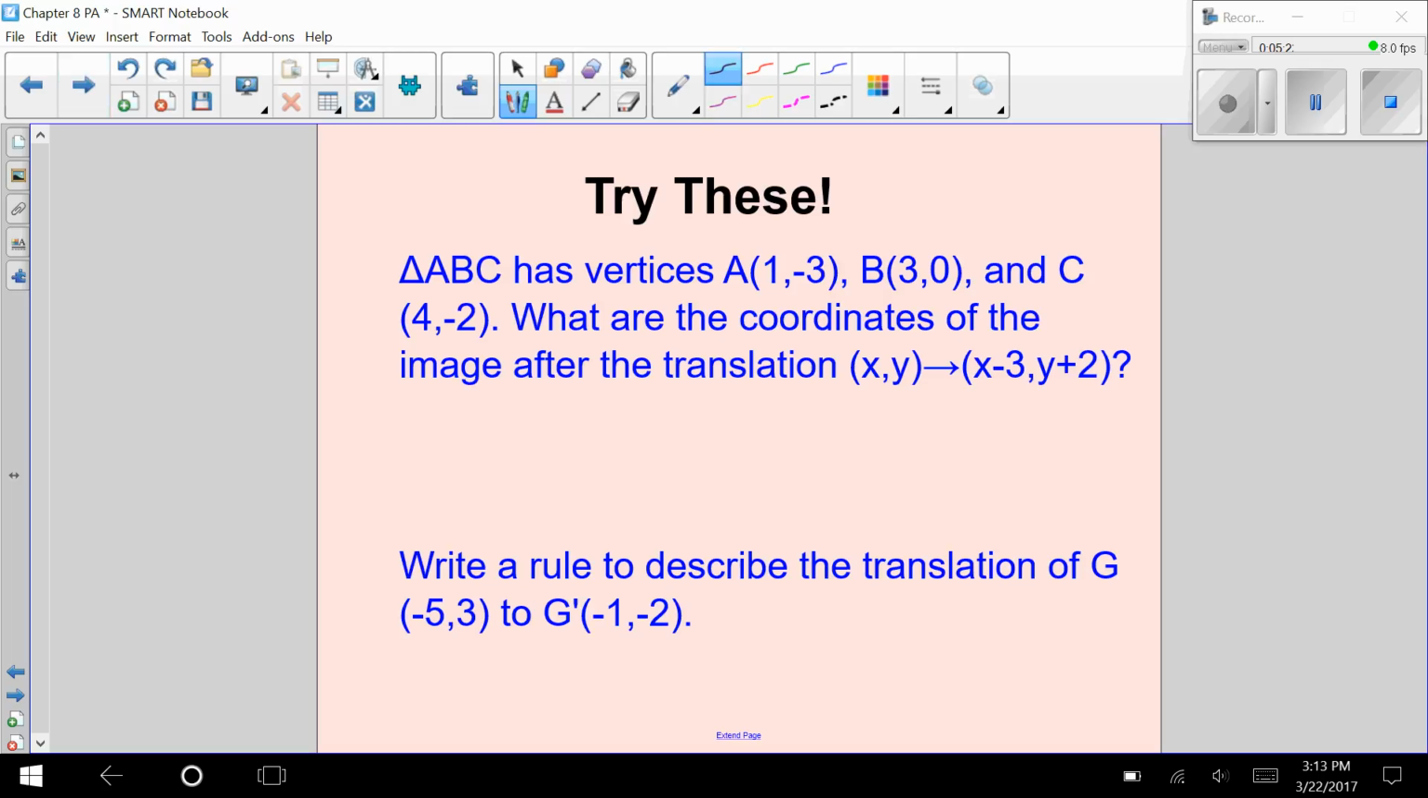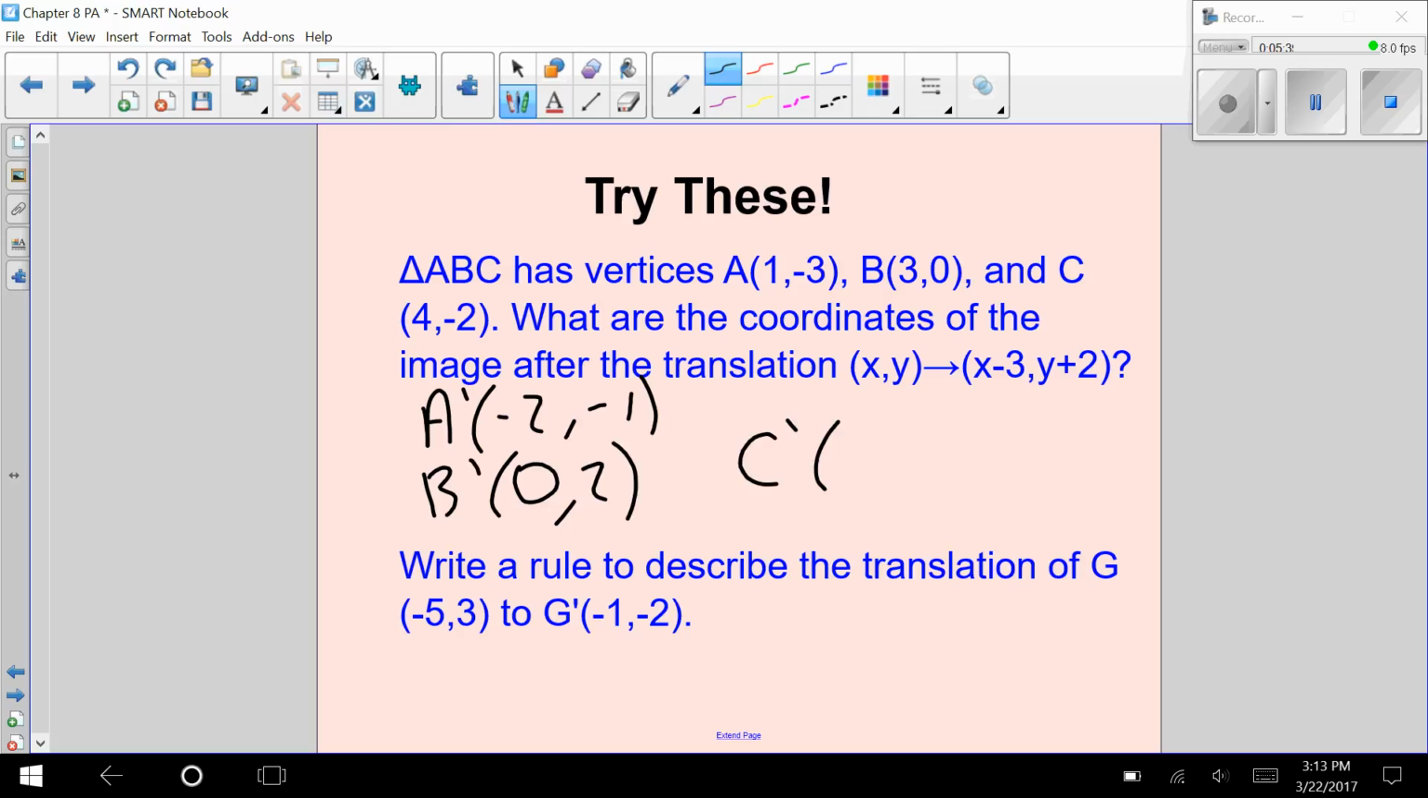For the first one, A prime, all we have to do is subtract 3 from the x and add 2 to the y. So A prime is (-2, -1). B prime, subtract 3 from my x, I get 0, add 2 to the y, I get 2: (0, 2). And C prime, do the same thing, and I get (1, 0).